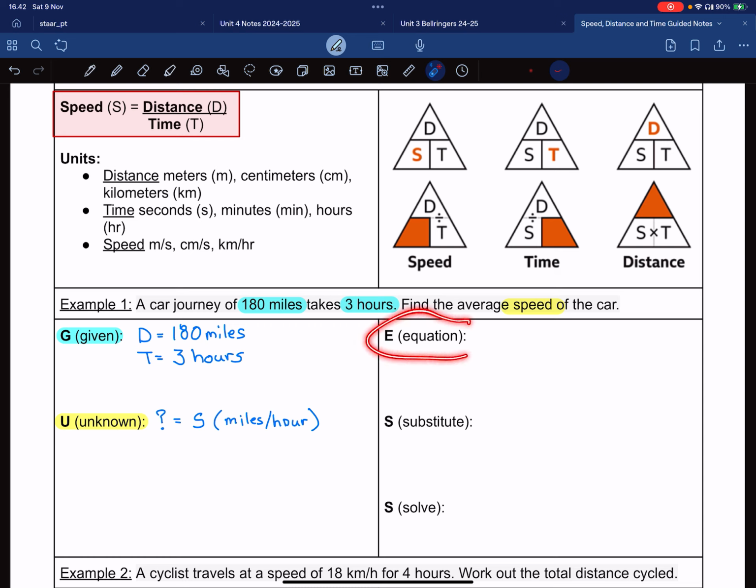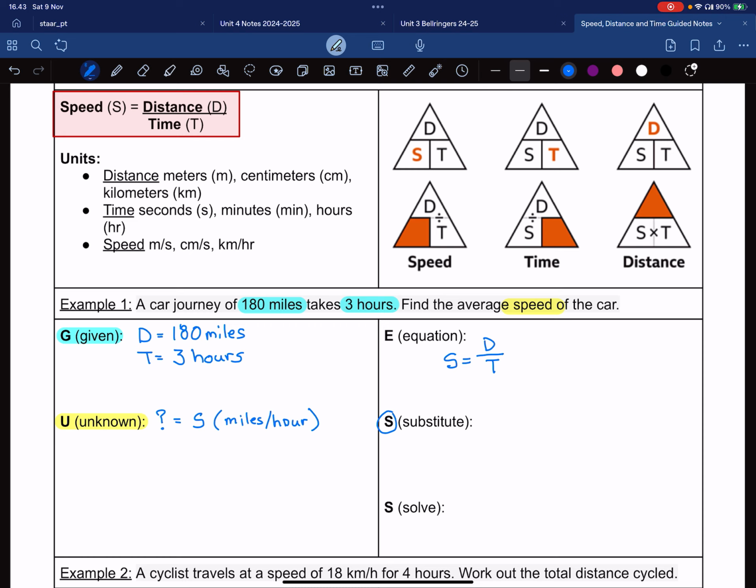Now, the next part, the equation. What do we want to know? We want to know S. So we are going to go to our triangle and we are going to cross out S, or hold our thumb or our finger over it and look at what remains. So the equation is the unknown S is equal to D divided by T.